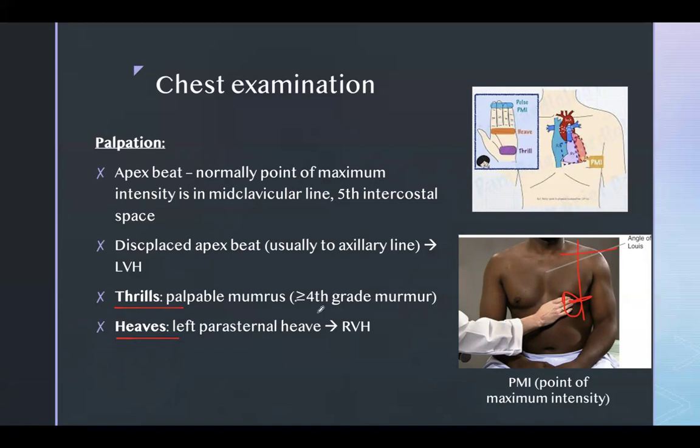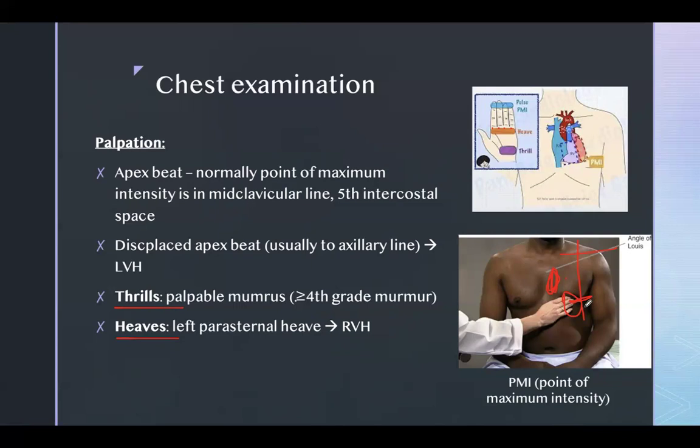In contrast, heaves are again usually indicative of enlargement. So usually you would get the RV heave, the right ventricular hypertrophy heave. It would be felt here at the left parasternal area, particularly here. But how would you feel for it? You would feel for it with the metacarpophalangeal area of your hand. You would place it and you'd feel it, but the base of the palm usually is used to feel for thrills.